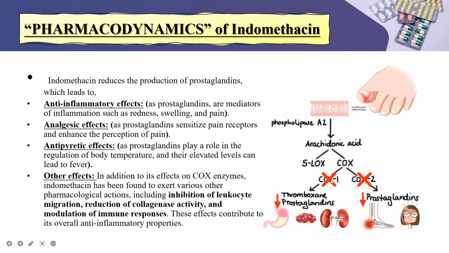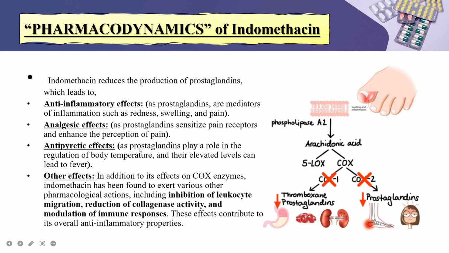When indomethacin inhibits both of these enzymes, it results in reduced production of prostaglandin, which leads to anti-inflammatory effects. As prostaglandins are mediators of inflammation such as redness, swelling, and pain, obviously reduced production of prostaglandin leads to anti-inflammatory effects. Similarly, it produces analgesic effects, as prostaglandin sensitizes pain, so again its reduction reduces pain.